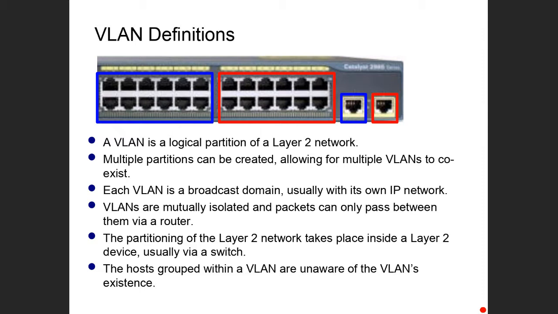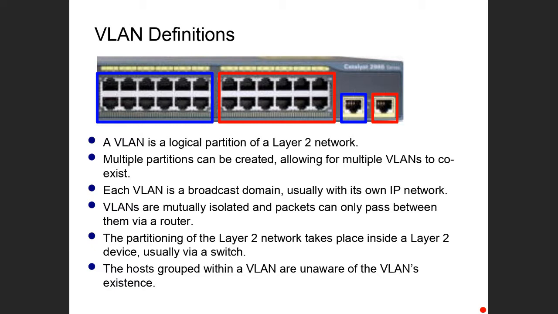So a VLAN is a logical partition. Let's imagine if we took a fireman's hose and chopped this switch into two pieces, the red piece and the blue piece. It's like two separate switches now. They just happen to be in the same box and share the same power cord. So we're logically going to partition what would normally be this one layer 2 data link layer Ethernet switch.